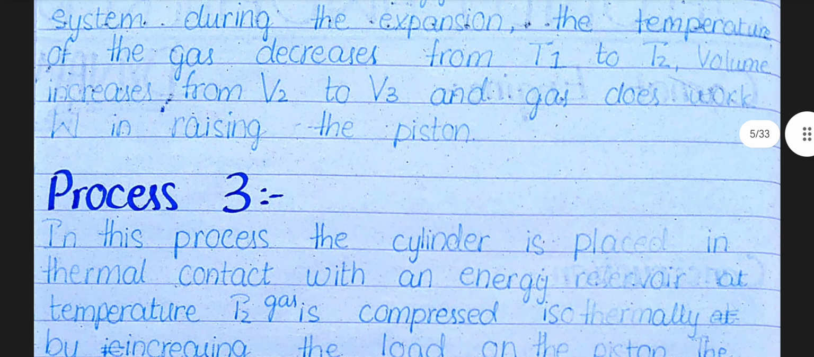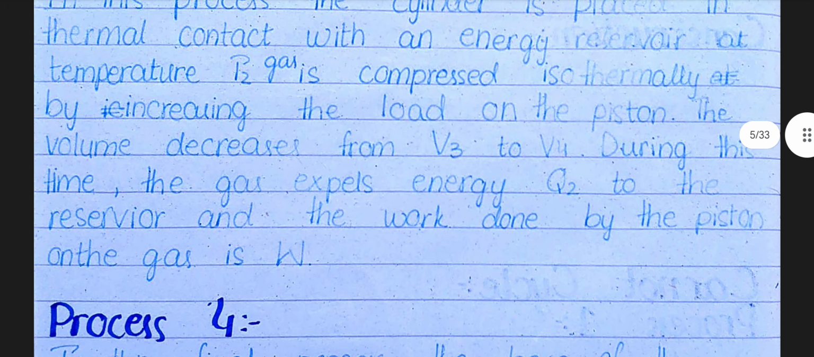Process 3. In this process, the cylinder is placed in thermal contact with an energy reservoir at temperature T2. The gas is compressed isothermally by increasing the load on the piston. The volume decreases from V3 to V4.